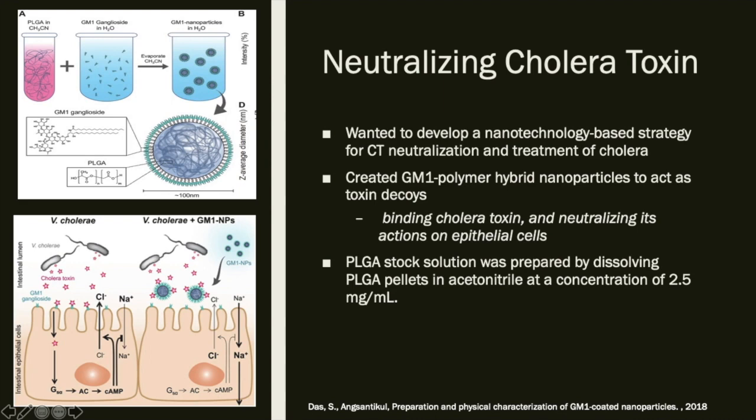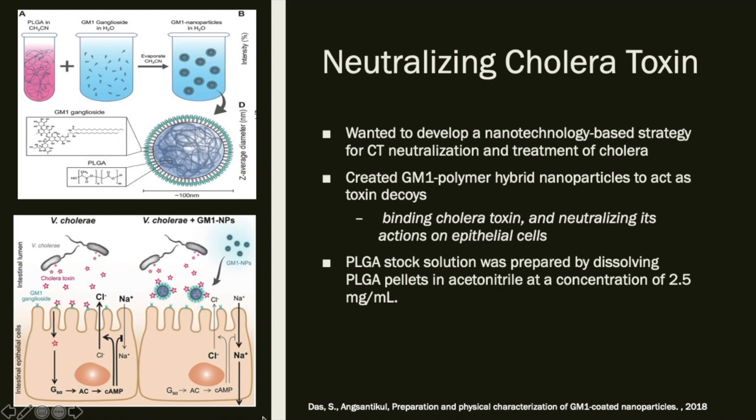It wanted to figure out a new way to neutralize cholera toxin, and it used a nanotechnology-based strategy for cholera toxin neutralization. They did this by making a nanoparticle solution and a GM1 ganglioside solution that they dissolved in water. Adding these two together, they made a GM1 nanoparticle solution, and this was used as a decoy for the toxins. So it had all the GM1 receptors, but it did not let the toxin bind to the intestinal epithelial cells.